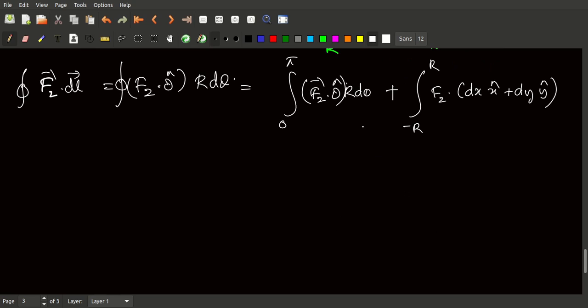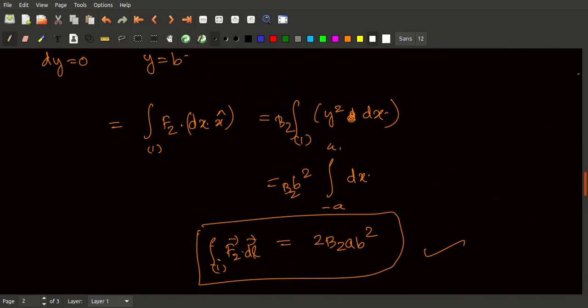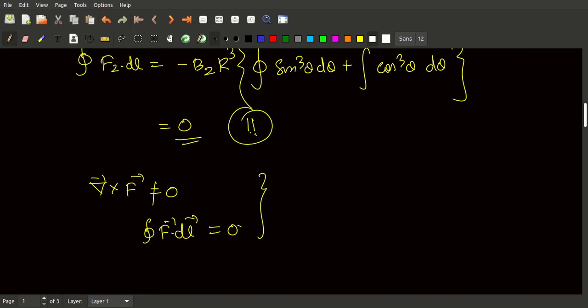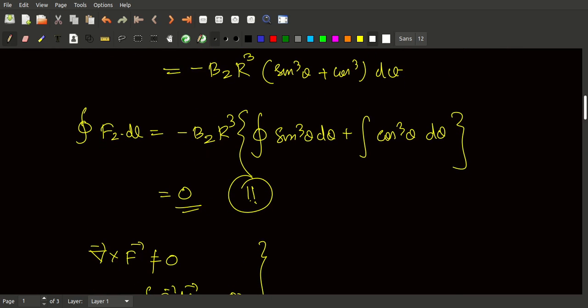So what was this F2 theta cap? If you remember, we had calculated F2 theta cap here. Let me take that value from here directly. So now F2 theta cap was equal to this term: sin cube theta d theta plus cos cube theta d theta.